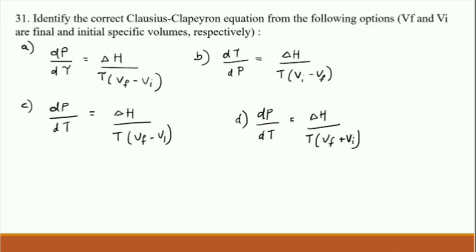Next question: identify the correct Clausius-Clapeyron equation from the following options. So dP by dT is delta H by T into Vf minus Vi. dT by dP equal to delta H by T into Vi minus Vf. dP by dT equal to delta H by T into Vf minus Vi. Sorry, in one of the options there will be a change, either I will change this to Vi minus Vf. So the Clausius-Clapeyron equation is this one, dP by dT equal to delta H by T into final volume minus initial volume. So this is the correct answer.